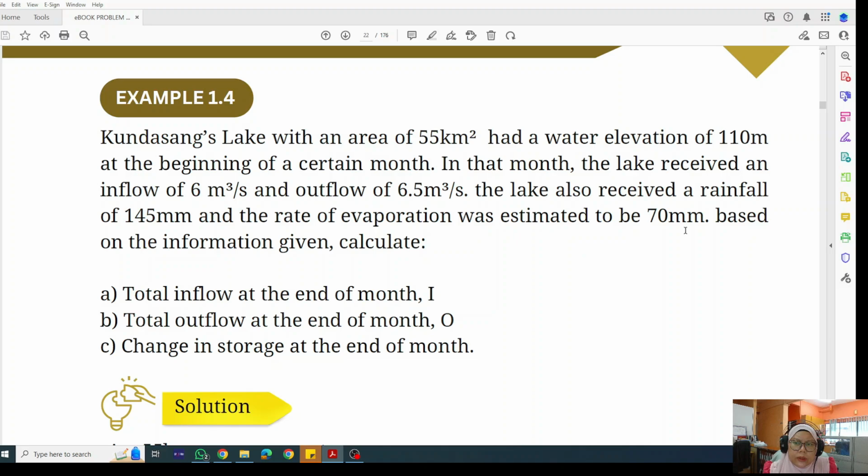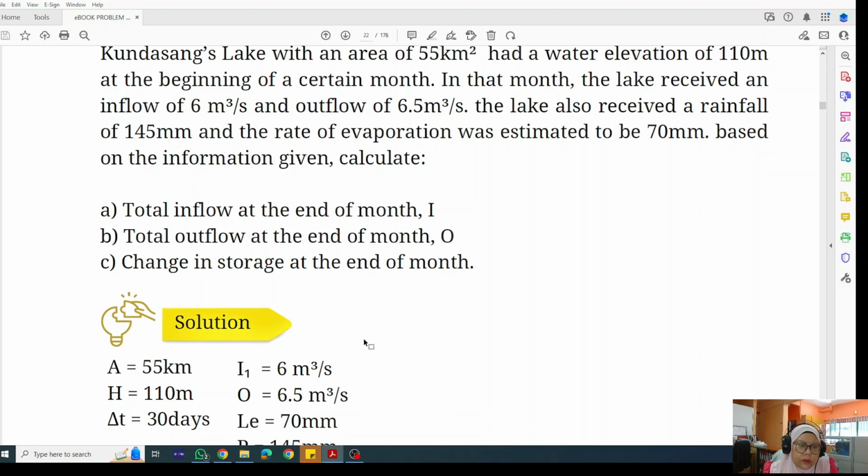So based on the information given, calculate A, total inflow at the end of the month, noted as I, B, total outflow at the end of the month, noted as O, and C, change in storage at the end of the month. Okay. So first thing, you have to list all the information as given in the questions.